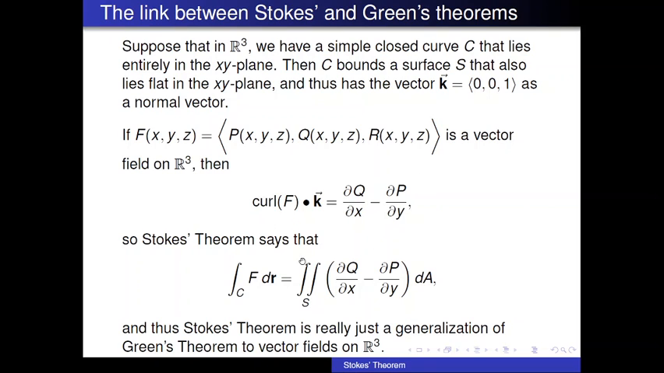So then Stokes' theorem will say that the line integral of F along that boundary curve C will equal the integral over that surface S, which is now itself a two-dimensional region flat in the xy plane, of this function, the partial derivative of Q with respect to x, minus the partial derivative of P with respect to y. So Stokes' theorem is really just a generalization of Green's theorem to vector fields that are no longer flat in the xy plane, but live generally curved around in three-dimensional space. All right, so that's kind of clever.